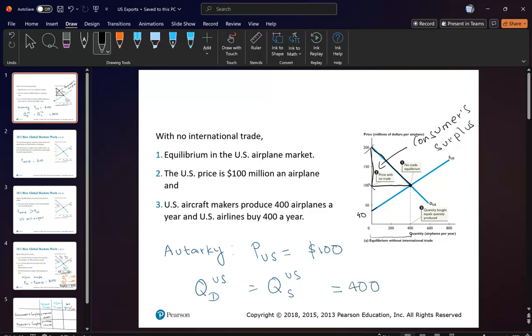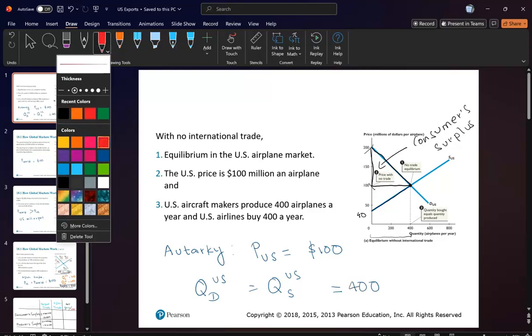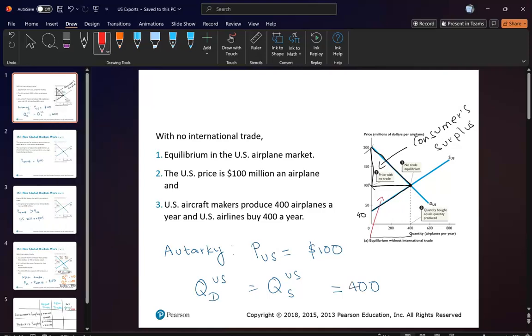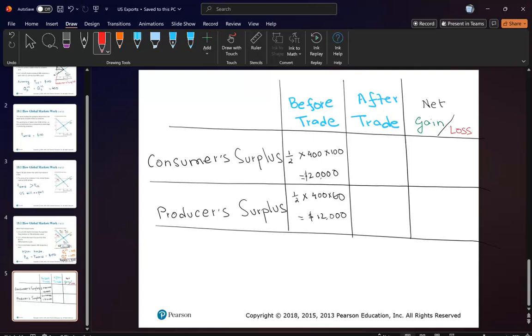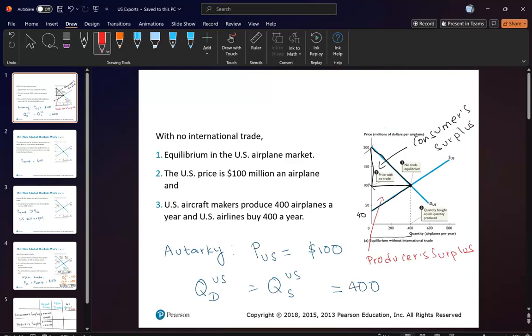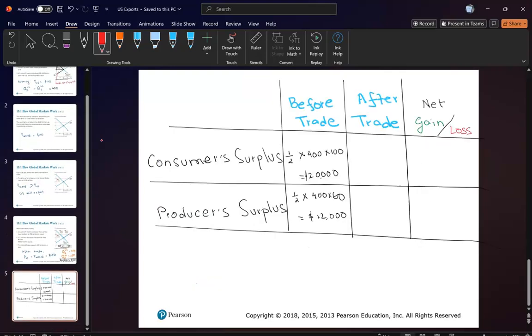Now look at the producer's surplus before trade, or in this autarkic situation. The producer's surplus is this part, the area above the supply curve and below the equilibrium price. So we have half times 400 times this part, 100 minus 40, that's 60. And we see this is equal to 12,000.